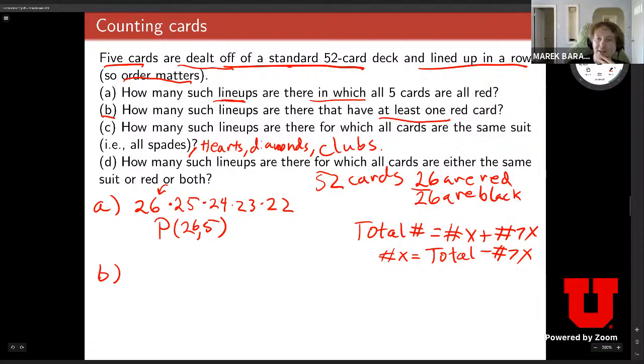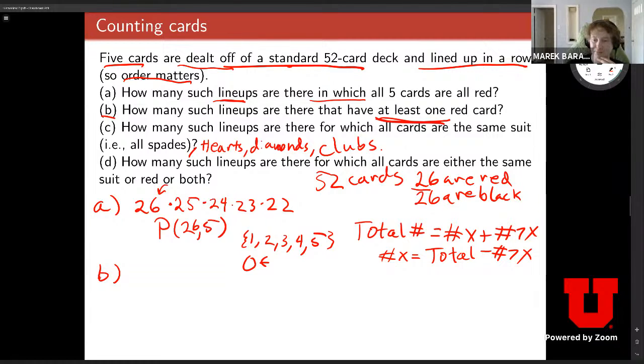So if we look at "at least 1 card," that means it can have 1 card, 2 cards, 3 cards, 4 cards, 5 cards, right? Those are the possibilities. The opposite of this would be 0 cards. So if we have exactly 0 red cards, that means we have all black cards.